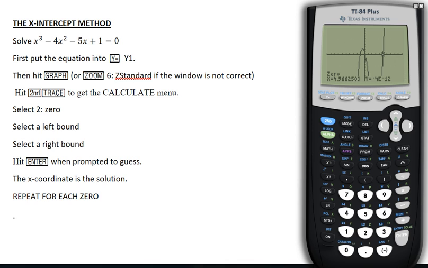4.966 is my third solution, or x-intercept. It's called the x-intercept because it's where the graph crosses the x-axis, and it crosses it 3 times in this case. That is the x-intercept method.